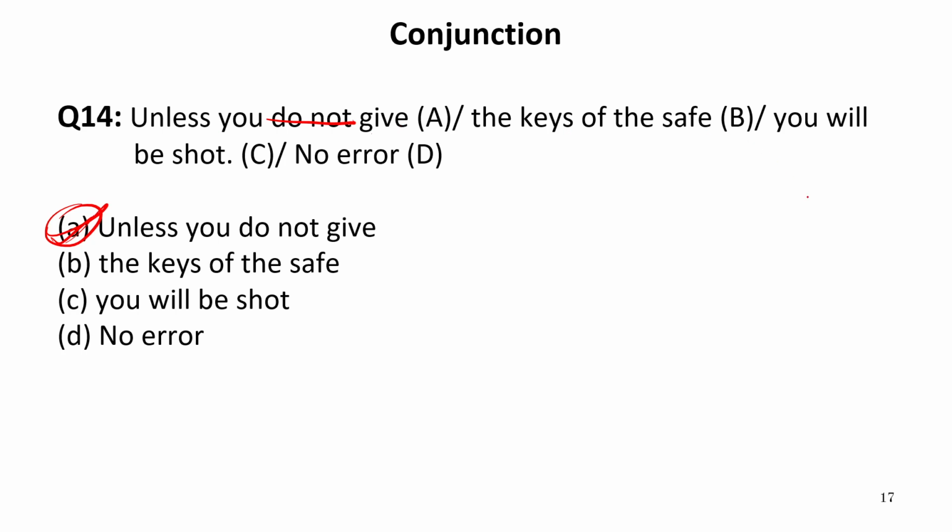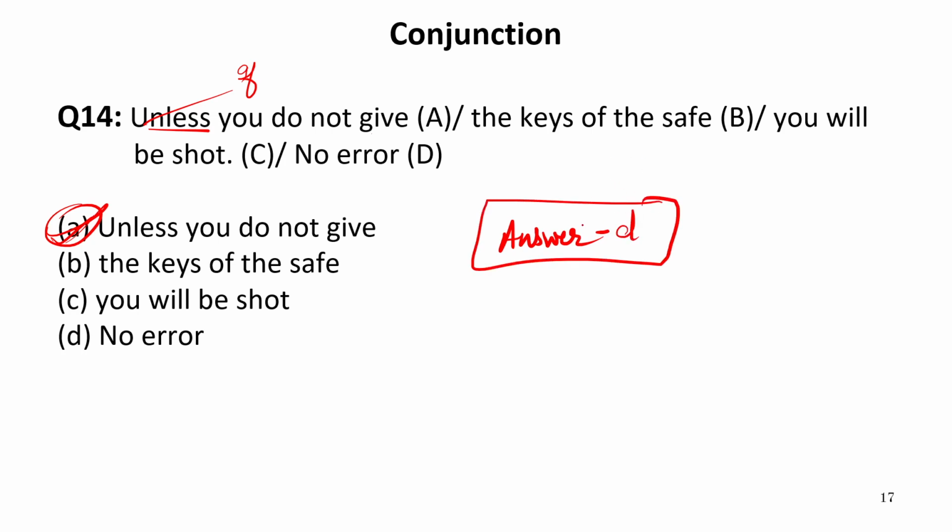No. It means here the conjunction that we have used is incorrect. This has to be replaced with "if". Now, this "do not" should not be removed. Now the correct sentence will be, if you do not give the keys of the safe, you will be shot. It means you will be harmed if you do not give the keys. Therefore, the error is in part A. Well, we have not been asked to rectify it. It means our answer is A. We just have to spot the error that is in part A. Now let us move to the next one.